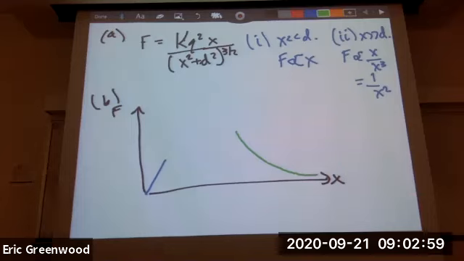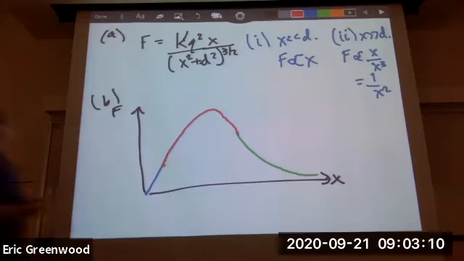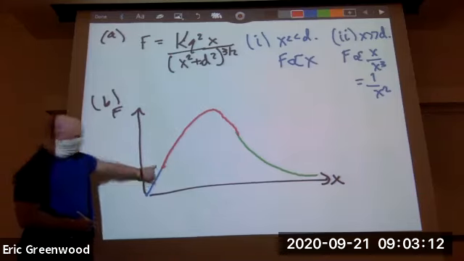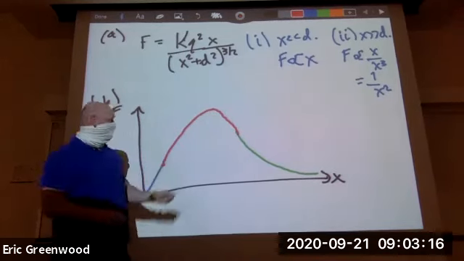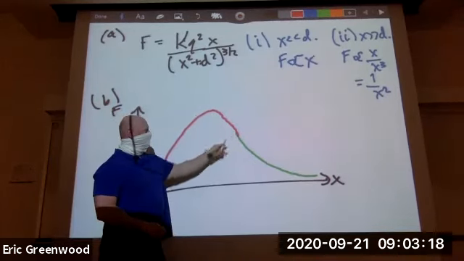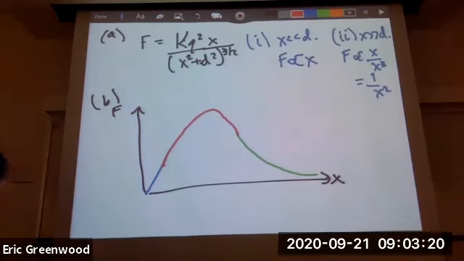Which means our function has to be simply these two pieces connected. This thing's going to rise up, turn around, and do that. This is our function. Great. This is our force as a function of position. Again, for small values of x, this thing has to increase linearly. For large values of x, this thing has to go as 1 over x squared. Now we just have to connect these two things together, and that's our plot.